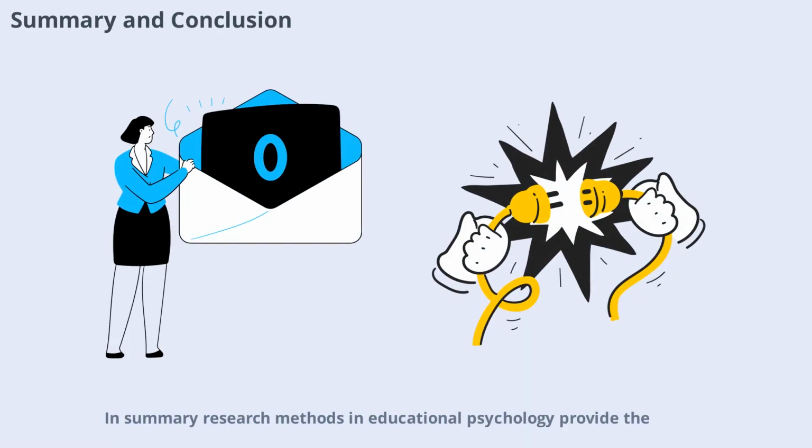Summary: research methods in educational psychology provide the foundation for understanding how people learn and grow. By using a variety of approaches, quantitative, qualitative, and mixed methods, researchers can answer important questions and improve educational practice. Ethical considerations, validity, and reliability are essential for producing trustworthy results. As the field evolves, ongoing research will continue to shape the future of education.